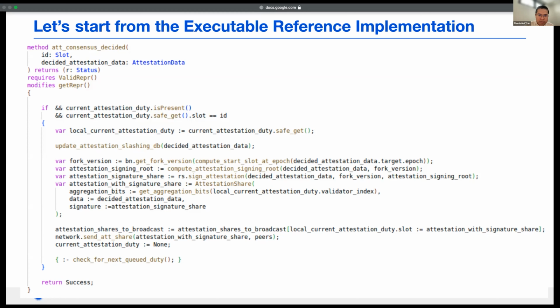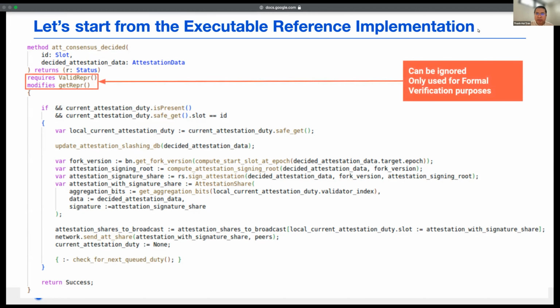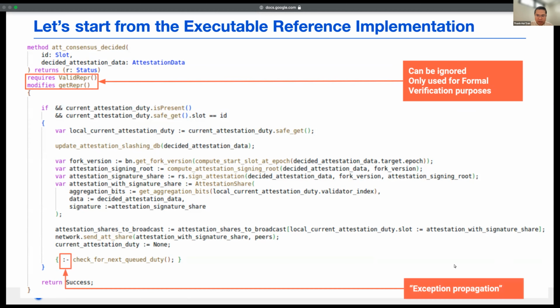And there's something new in this code. For example, here you can see that we have 2 keywords, requires and modifies, after the method declaration. And the developers can ignore these keywords because they are only used for formal verification purposes. In addition, we have an operator for exception propagation at the bottom of the slide.